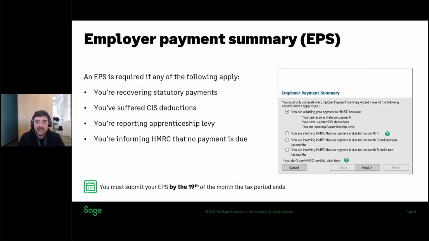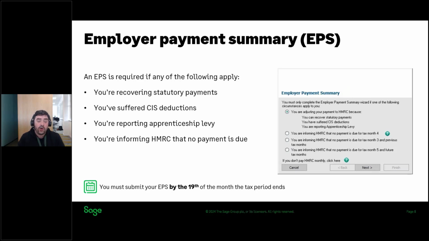So an EPS is required if any of the following apply. So you're recovering statutory payments, you've suffered CIS deductions, you're reporting apprenticeship levy, or you're informing HMRC that no payment is due. So that last reason is where you haven't paid any employees during the month, so you haven't sent any FPS submissions. So at the end of the month, you send an EPS and you choose the reason that no payment is due. The reason I'm going to send one, though, is because I've recovered a statutory payment. So we need to let HMRC know how much we've recovered.